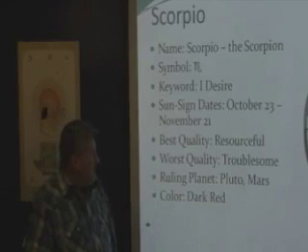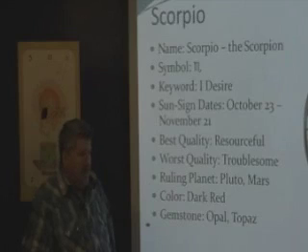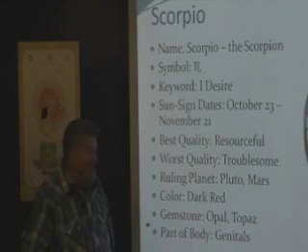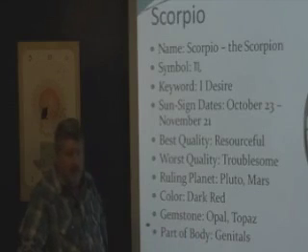Pluto and Mars are the rulers. Dark red is the color. Opals and topaz are the gemstones. And the part of the body is the genitals. If any of you ever forgot that.